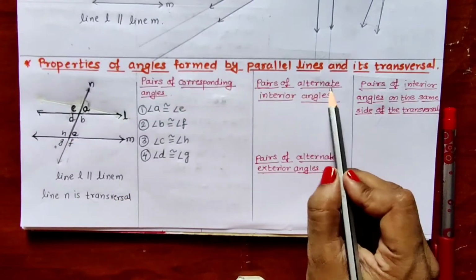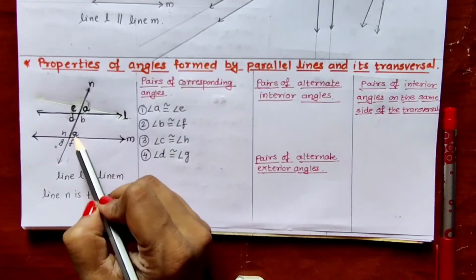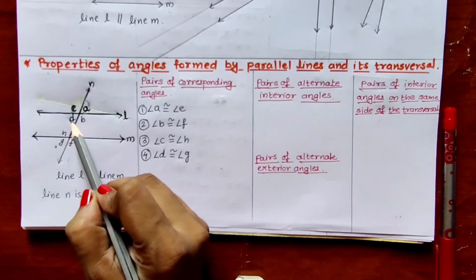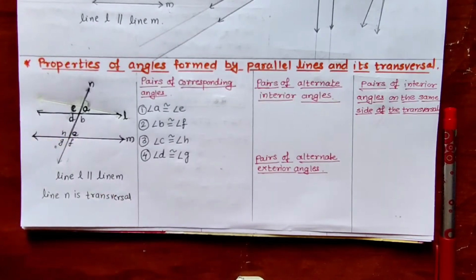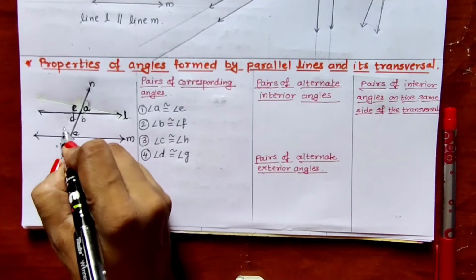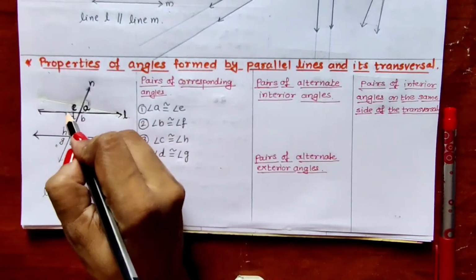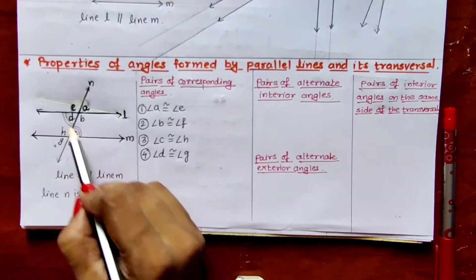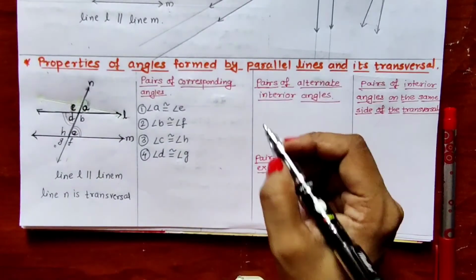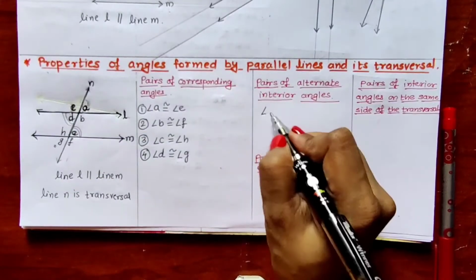But they are alternate. Alternate means they should be in the opposite direction. So we can see that D and E are in the opposite direction, and B and H, these two angles, are in the opposite direction. Correct? This D and E, they are inside these two lines also, and they are in the opposite direction, and that's why they are congruent. They will become interior angles.